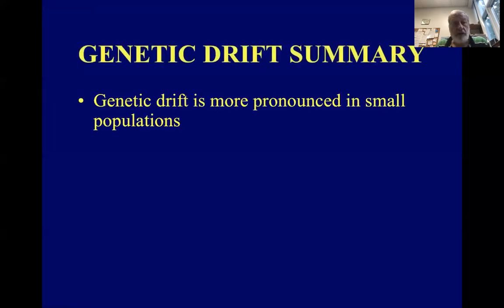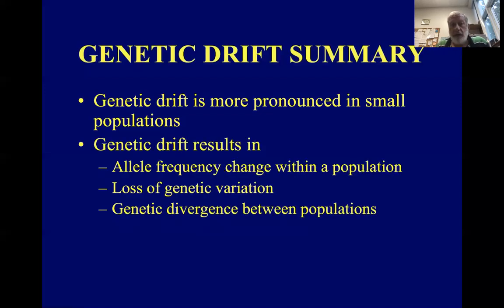So summarizing genetic drift then, it's more pronounced in small populations, but it can still happen in large populations. Results in allele frequency change and loss of genetic variation. Either alleles become extinct or fixed if genetic drift is operating, and it can cause genetic divergence between populations as well.